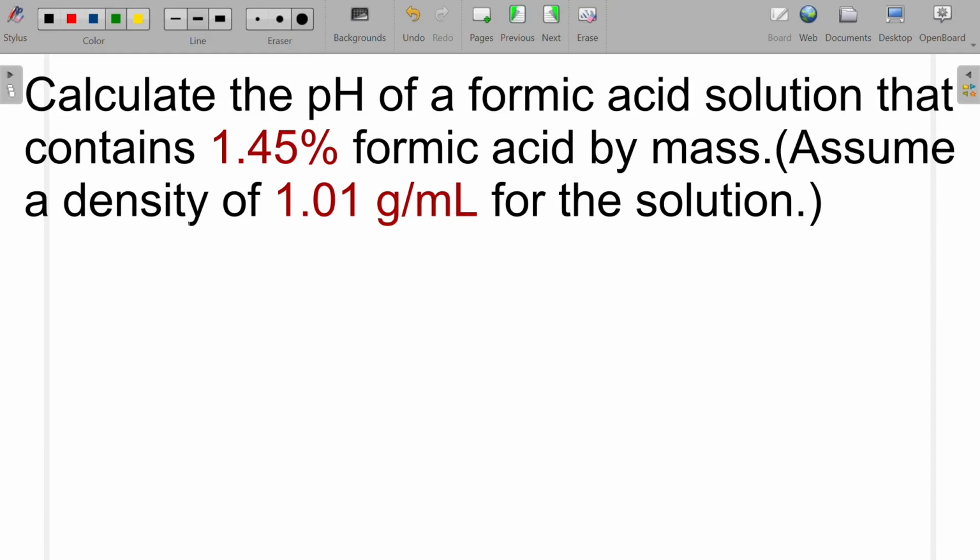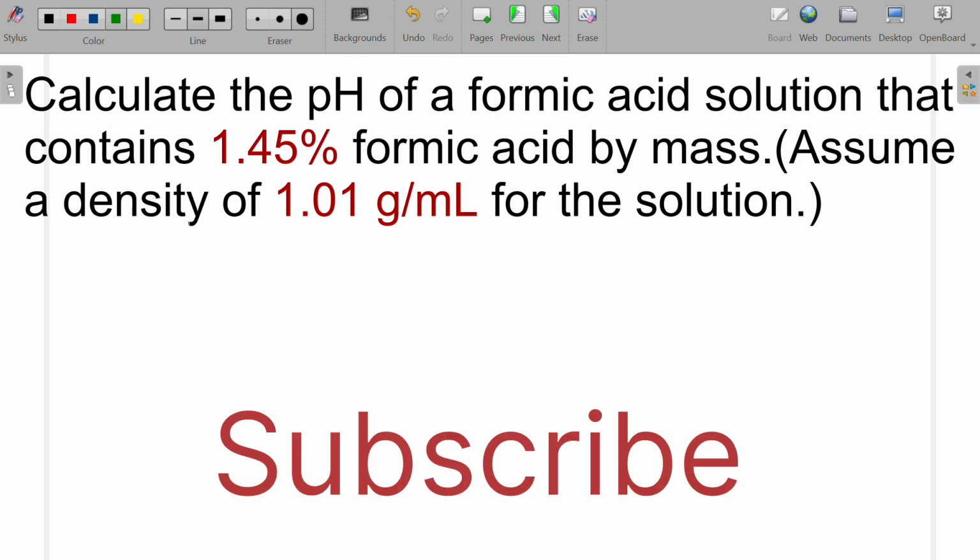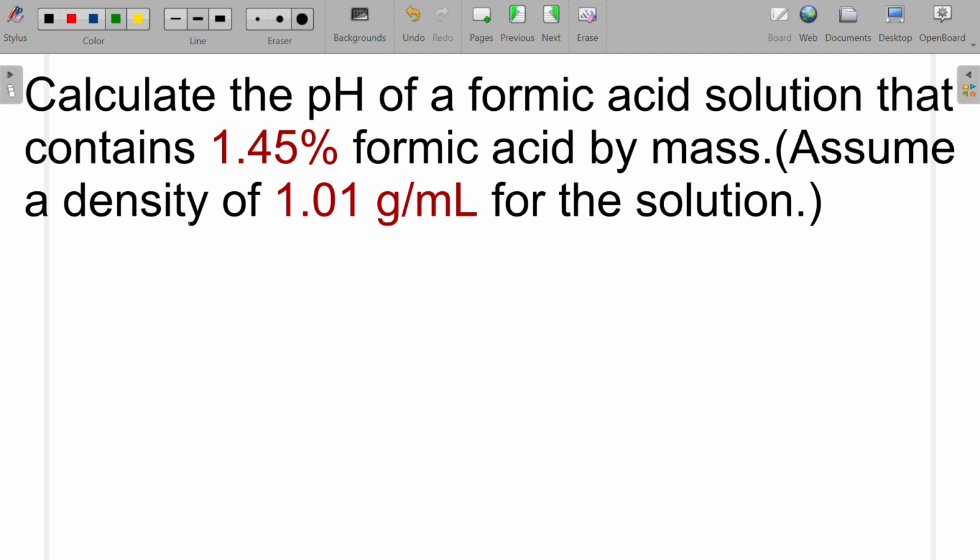Hello viewers, we have this question that says calculate the pH of a formic acid solution that contains 1.45% formic acid by mass. Assume a density of 1.01 grams per mL for the solution. So we are given the density of the solution and the percentage by mass of formic acid. Let's go ahead and solve it.